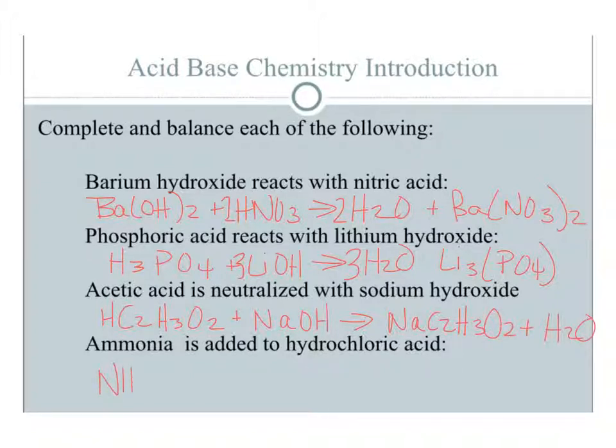Ammonia is NH3 plus HCl. The H is going to donate here, so we're going to form NH4 plus and Cl minus. And that's balanced.